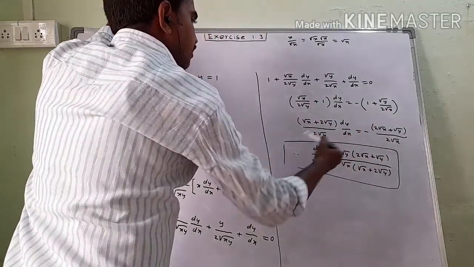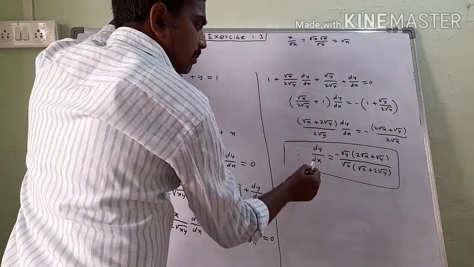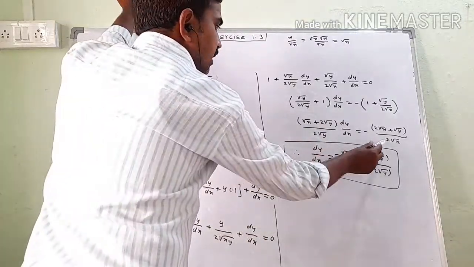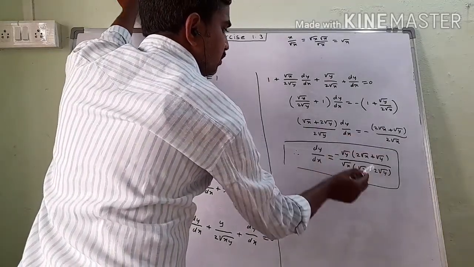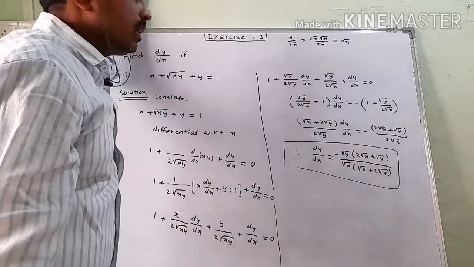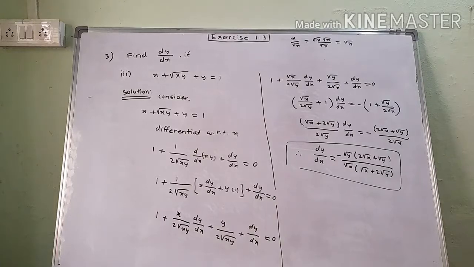Now by multiplying the reciprocal of this term, we get the required value of dy/dx, as 2 will get cancelled: root y into this bracket term, root x into this bracket term. This is the required derivative of y with respect to x. This is the solution of the third example.